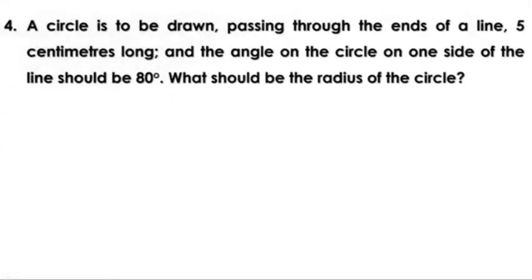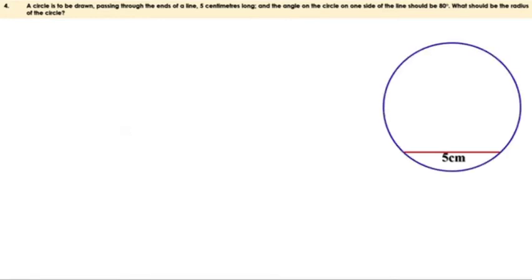Fourth question is, a circle is to be drawn passing through ends of a line 5 cm long and angle on the circle on one side of the line should be 80 degree. What should be the radius of the circle? So you have to draw the figure according to the question. Draw the figure according to the question. It is said that it is a 5 cm long line.